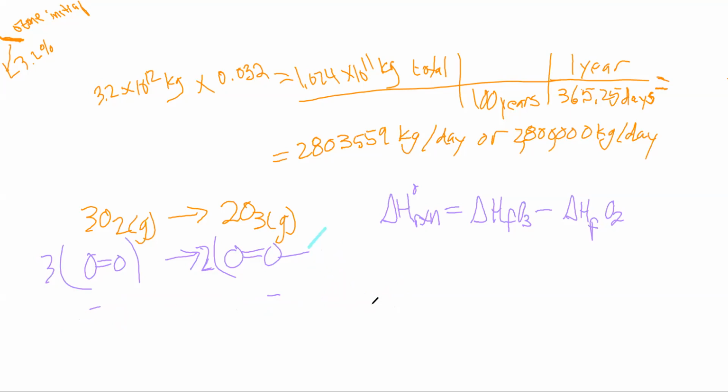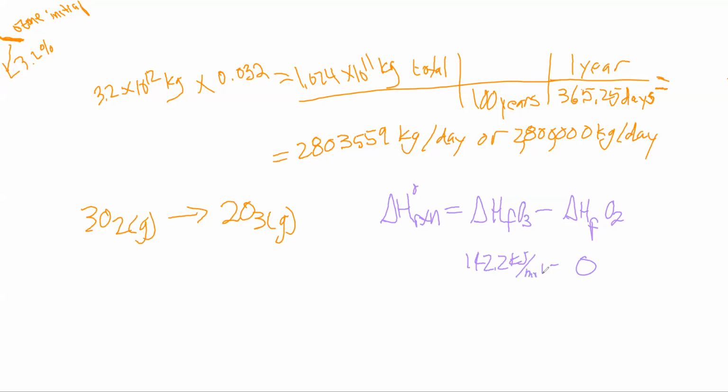Now, when we're looking for our heats of formation, what should it be for our O2 gas? Do we even need to look that one up? 0. It should be 0 because it's in its elemental form. And then for our ozone, I wrote this down. Ozone is 142.2 kilojoules per mole. So for this reaction, for 2 moles of it, it would be 284.